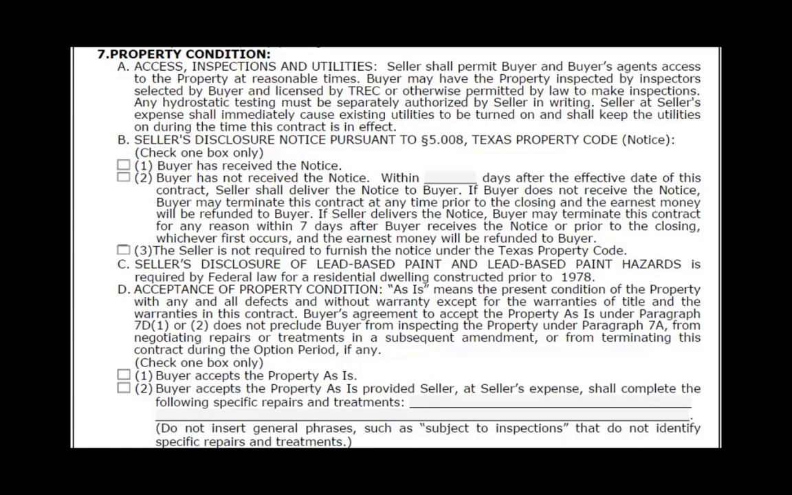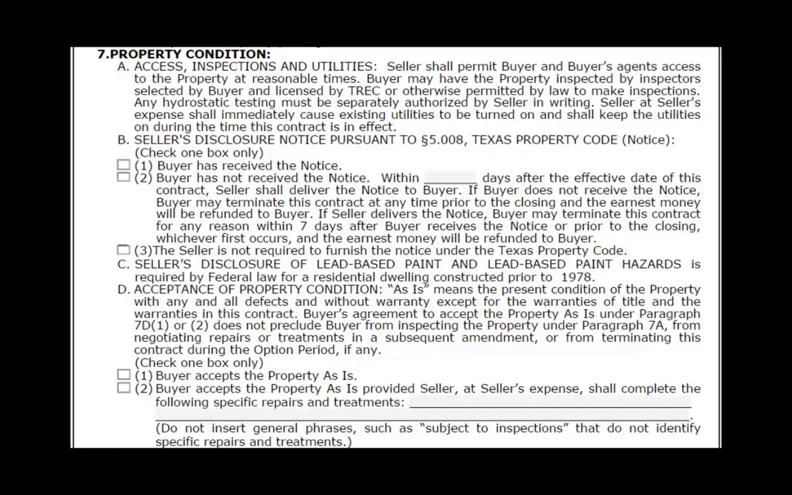There you go. Section B, the seller's disclosure notice. We've got 3 different options here. Option 1 is that the buyer has received the notice. I'm going to skip to number 3. Number 3 is that the seller is not required to furnish the notice, and it's because of the type of seller that it might be. There are a few types that aren't required.